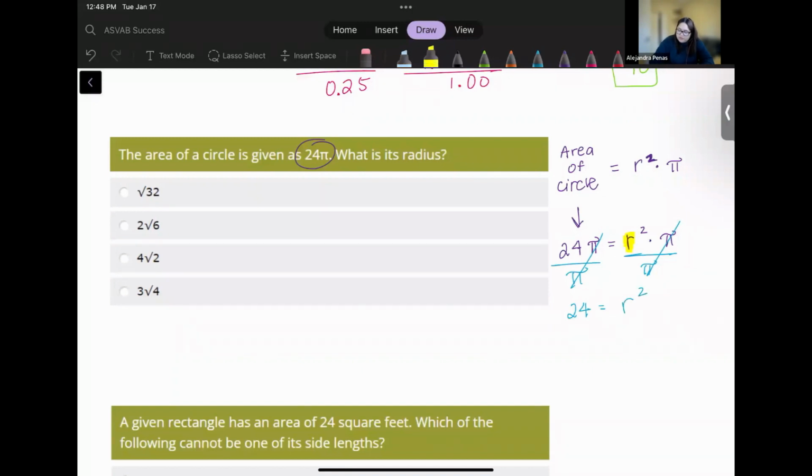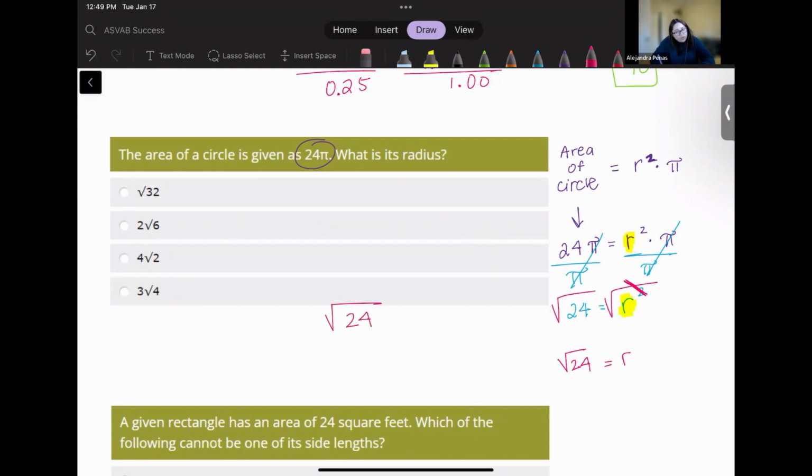And again, our job is to get the radius. So right now I have a power of 2. The opposite of a power of 2 would be a square root. So I'm going to do the square root here and here. The square root and the power cancel, leaving me with just r is equal to the square root of 24. Now, this is 1000% mathematically correct. But if you look at your answer choices, the square root of 24 is not there. Why? Because they just simplified the square root. So let's simplify the square root of 24.